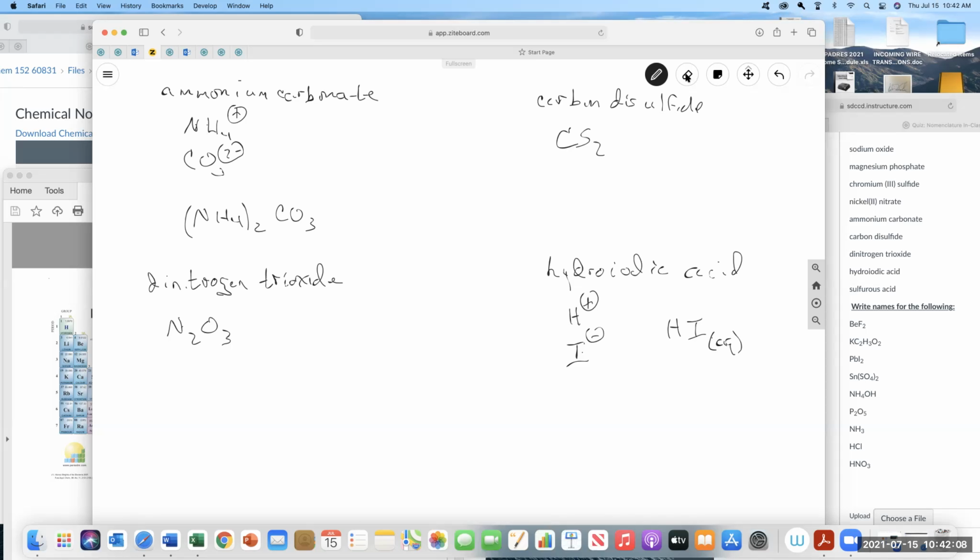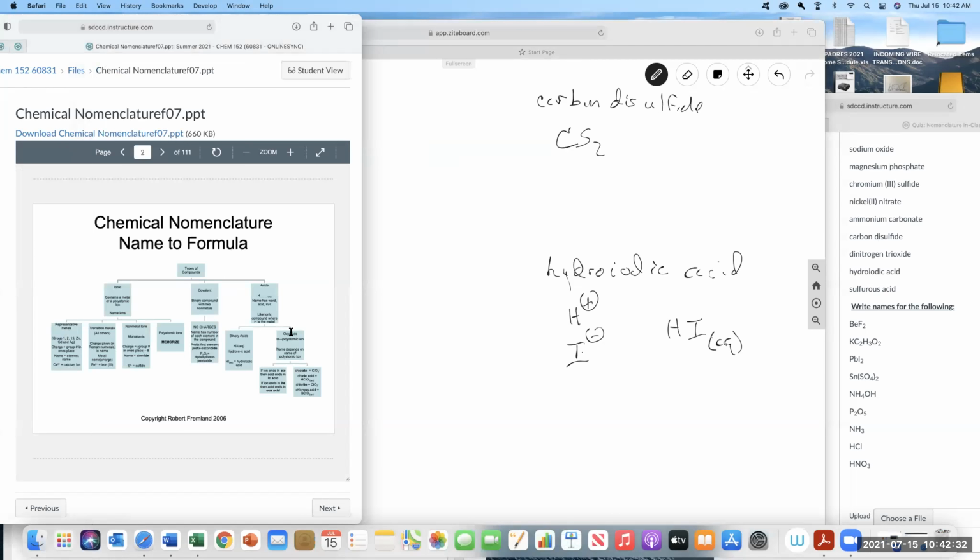All right, the last one going this direction is sulfurous acid. Professor, what's in the parentheses again? AQ. Thank you. All right, now, sulfurous acid, we know it's an acid.